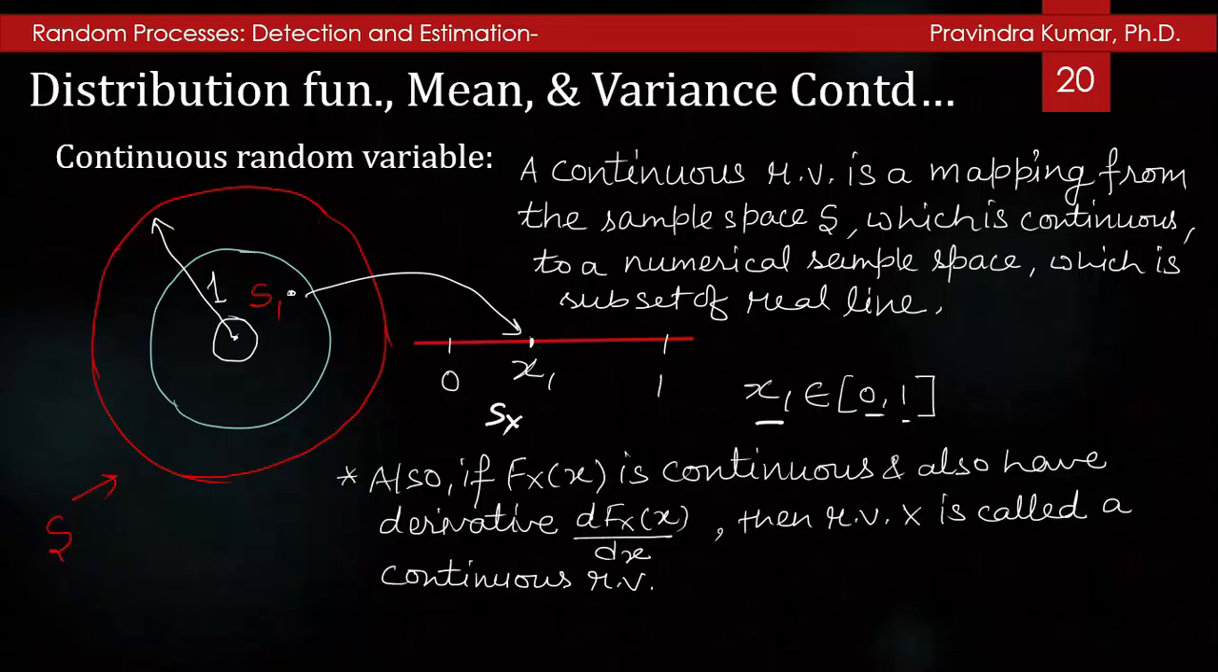Also, if X is a random variable with CDF Fx(x), if Fx(x) is continuous and also has the derivative dFx(x) by dx, then the random variable is known as a continuous random variable. In most applications, the random variable is either discrete or continuous, but if the CDF Fx(x) of a random variable has features of both discrete and continuous, then it is known as a mixed random variable.